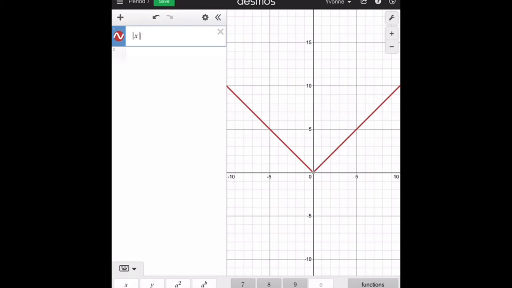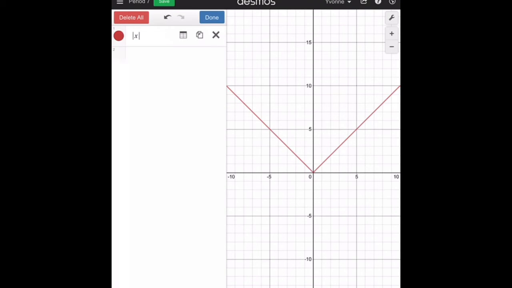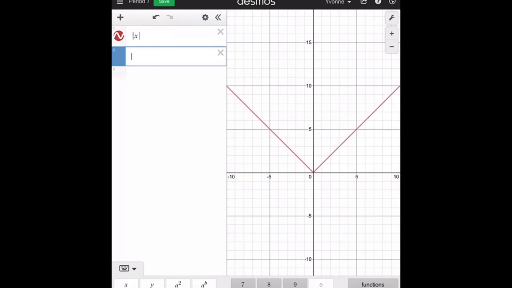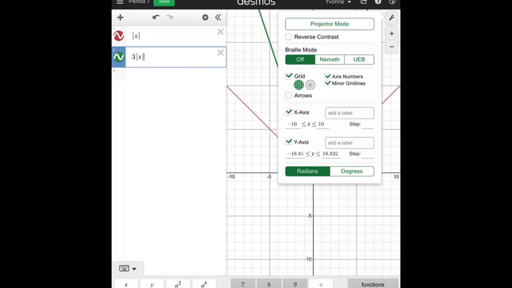We're going to use absolute value because that was the one we were working with. So this is the parent function. If you want to change the color, you just hit the settings button and you click on the color. Just that easy. You hit enter and now you can put a different function. We're going to do some outside change, 3 absolute value of x. And now you can see that it's green. The new function is there. The transformation is condensing it closer.